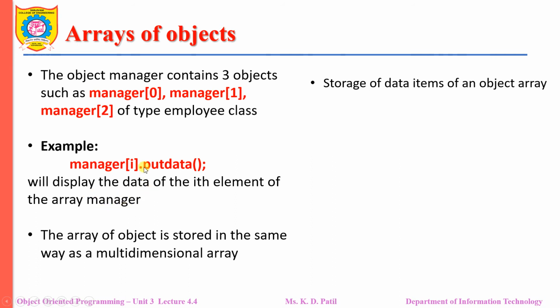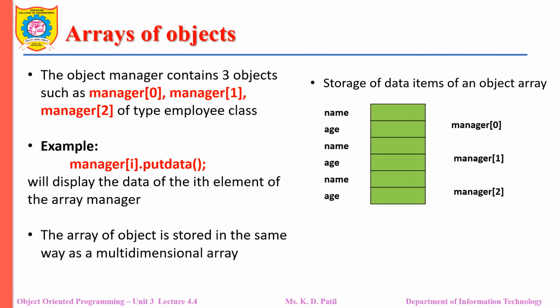Now if I want to display the data of manager 0, then I will write here manager of 0 dot put data. So it will display the data of the 0th element of the array manager. The array of object is stored in the same way as in the multidimensional array. The storage of data items of an array is the same as the multidimensional array.